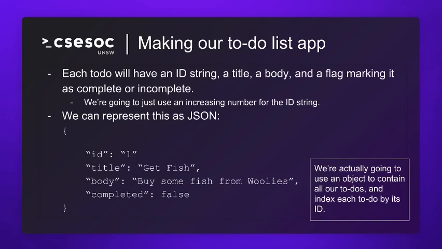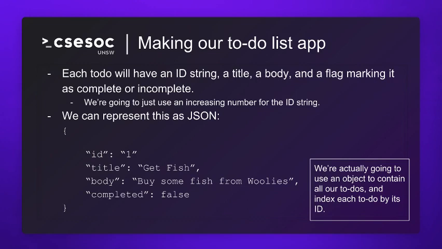So now we're going to make our web app for real. We're making the backend first. Each to-do we're going to create will have an ID, a title, a body, and a flag marking it as complete or incomplete. So we're going to have a list of tasks that we need to do, and when you click on one, it'll say completed. And then you can uncomplete it later on if you want. We can represent this using JSON, which is JavaScript Object Notation. I'll type this into Node and you can get an idea of how we can use this.